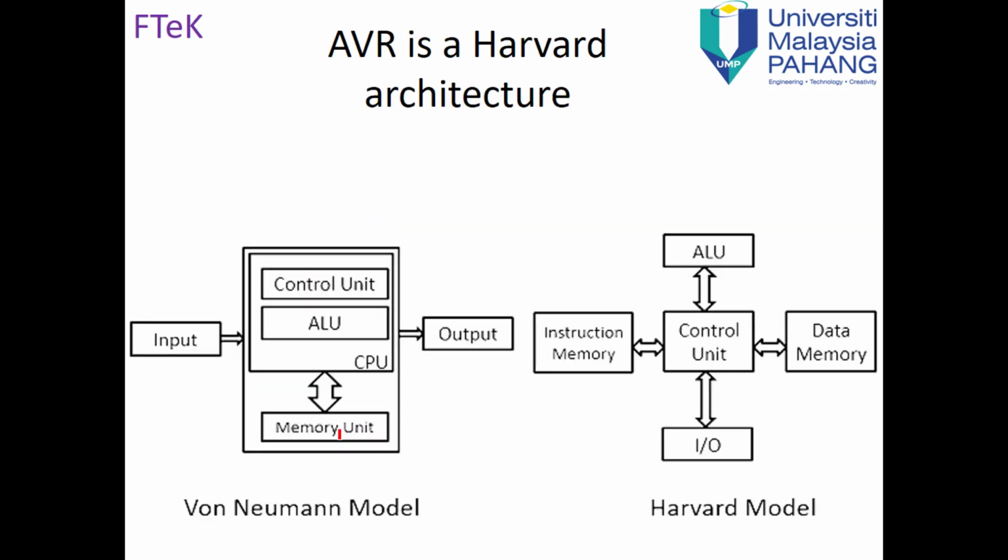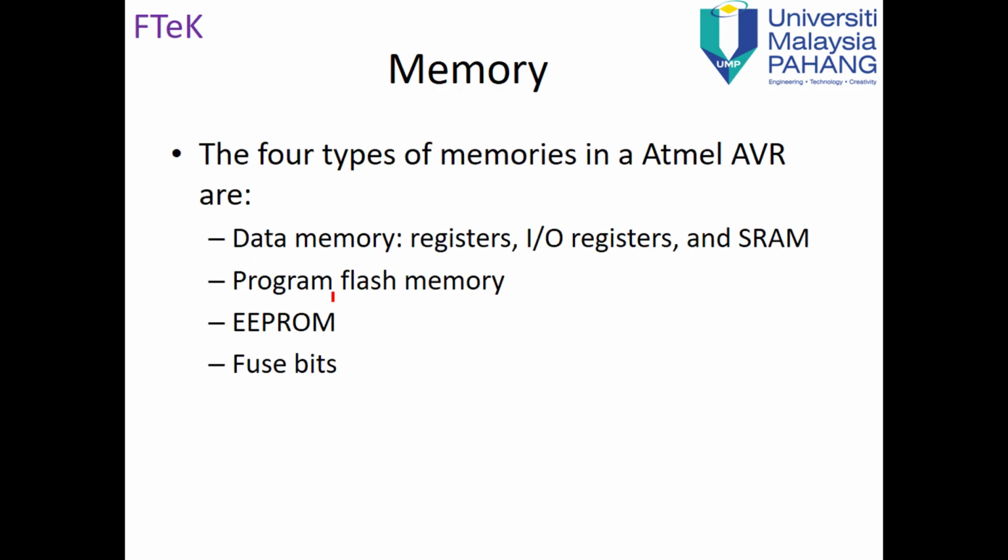There are two main types of architecture for microcontrollers. One is called the von Neumann model, and the other is called the Harvard model. AVR actually is the Harvard model. It has a control unit, it has instruction memory, so there is a separate memory for the program. The control unit is connected with the ALU, the microprocessor. There is the data memory and I/O. The difference from the von Neumann model is that there, the instructions are not separate from the other data.